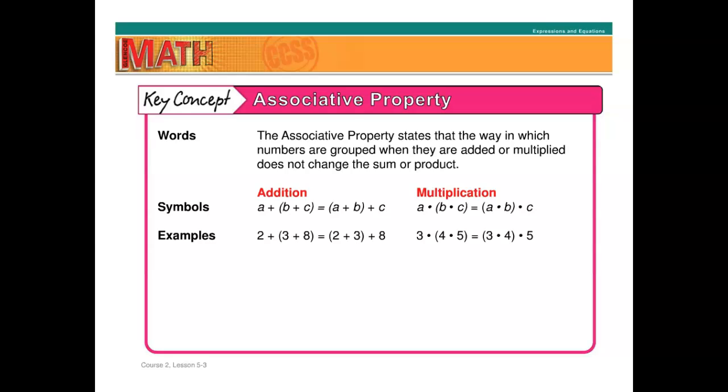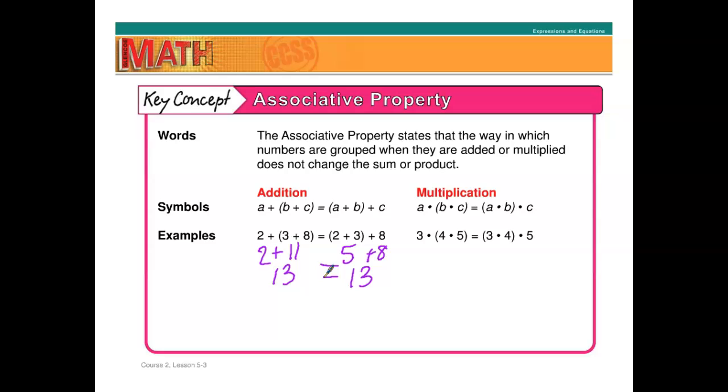So you see up here with our letters, we start out with a plus b in parentheses, plus c, but when we regroup it, we have b plus c in parentheses. If you look at it in terms of numbers, if we take 3 plus 8, that's 11, and then add 2, we get 13. Now if we regroup them and we add 8 plus 2, we get 10, and then you add 3, you still get 13. We regrouped the numbers, the order stayed the same, and we got the same answer as well.